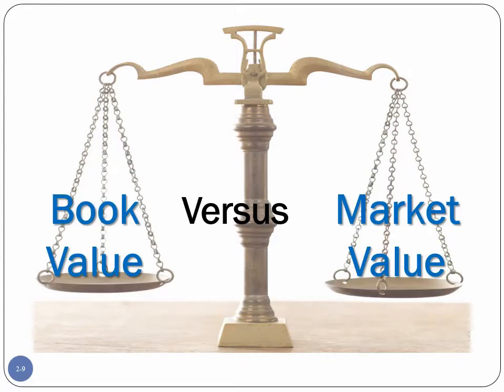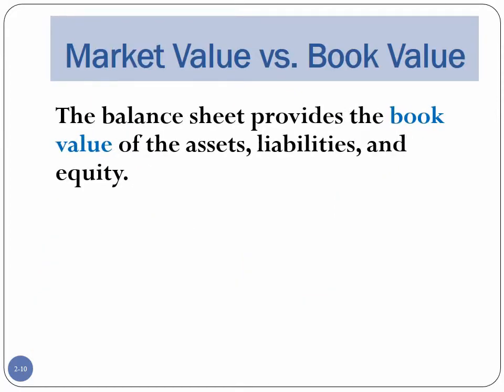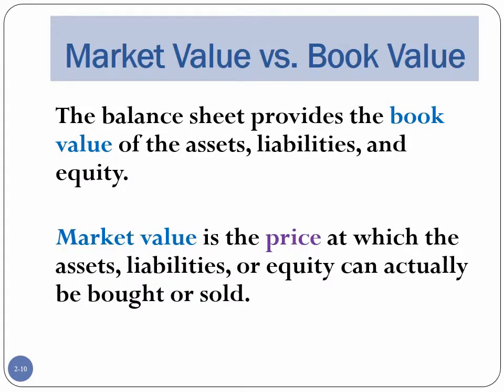of value. One is book value, and one is market value. Book value is the value shown on the financial statements that are submitted to the Securities and Exchange Commission, but market value is the market on the stock exchange. The balance sheet provides the book value, the assets, liabilities, and equity. However, market value is the price at which the assets, liabilities, or equity can actually be bought or sold.